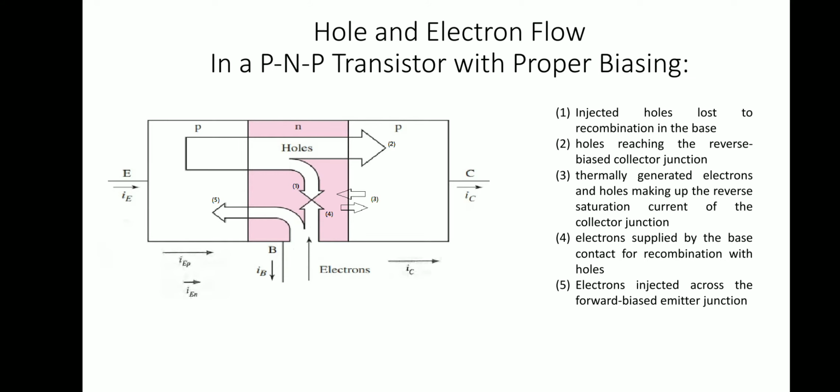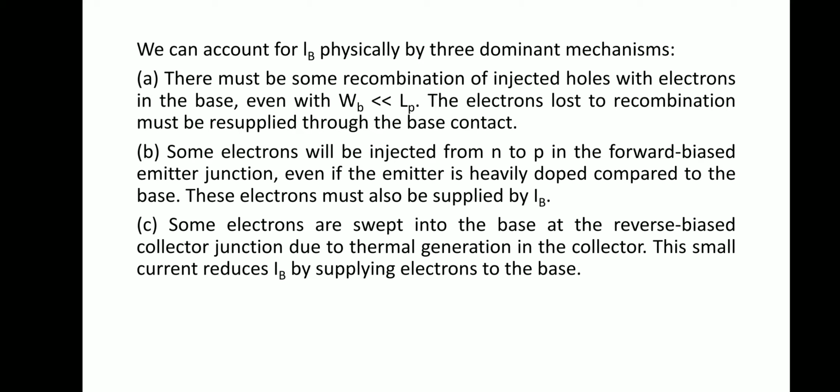Next we can see what the different contributors are for the base current IB. We already said that there should be some recombination of injected holes with electrons in the base, even with WB very much less than LP. That is the condition for a good transistor. Even though it is a good transistor, there will still be a recombination current. The electrons lost to recombination must be resupplied through the base contact, so that contributes a recombination current, and that is part of IB.